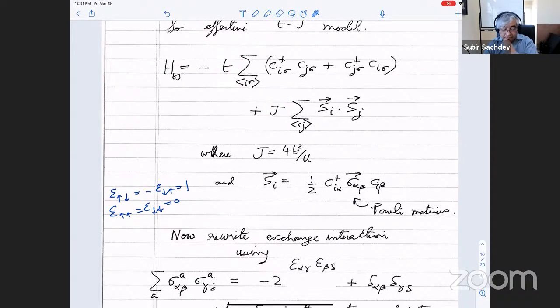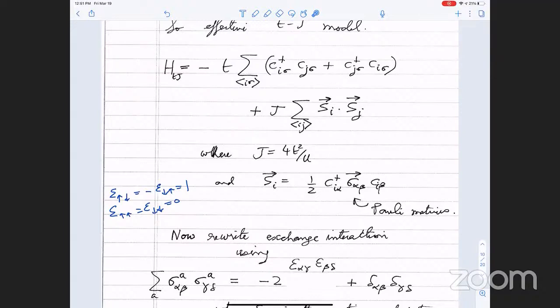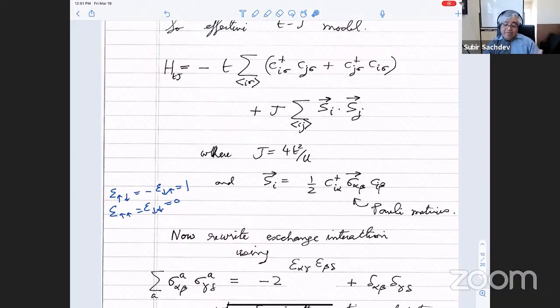But what's not small, and what's a very strong effect which we're throwing out, is that the Hilbert space is not the Hilbert space of free electrons. There's an infinite term that we're throwing out. If you want to keep that infinite term, then you end up with the dimer model, which we're not solving. That's a whole other game.